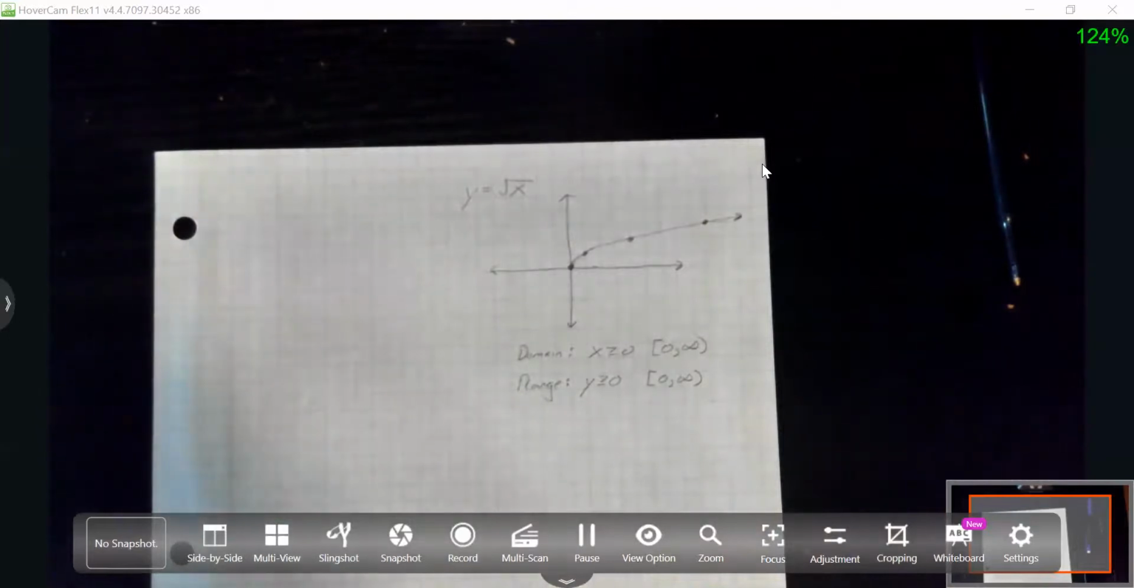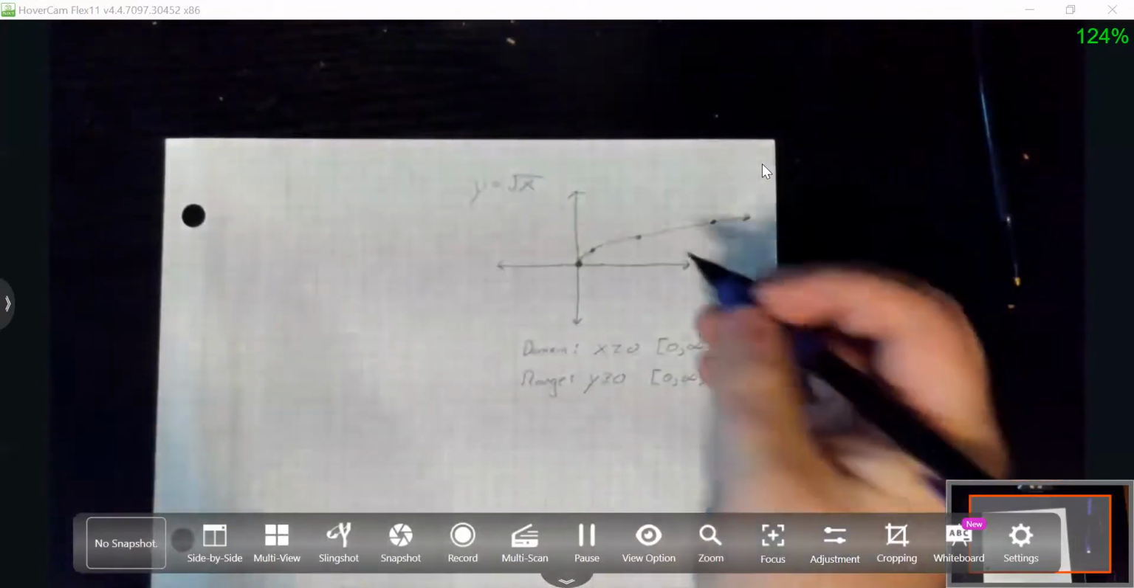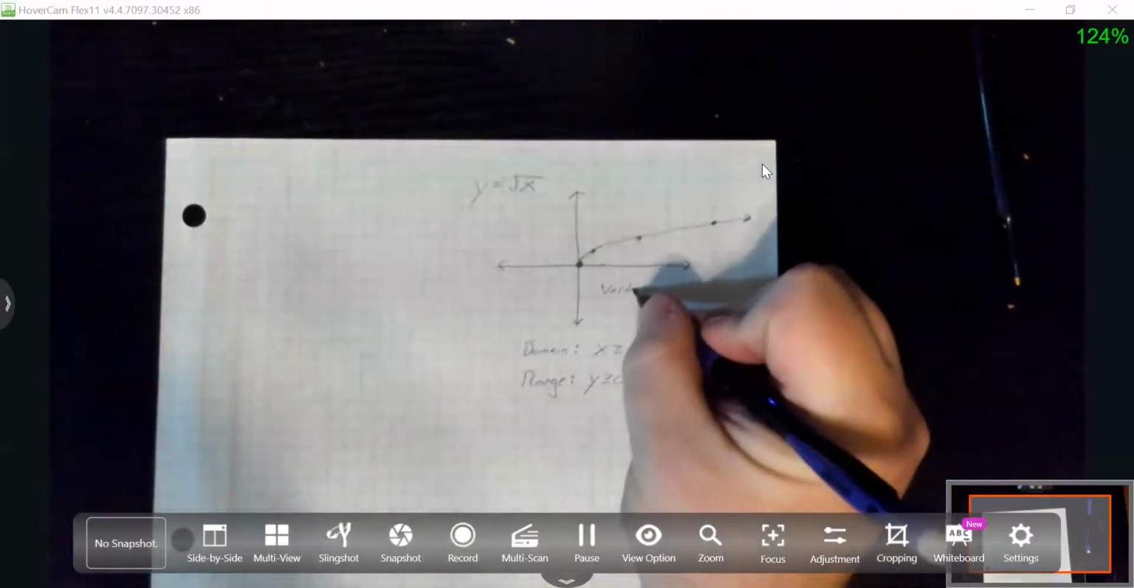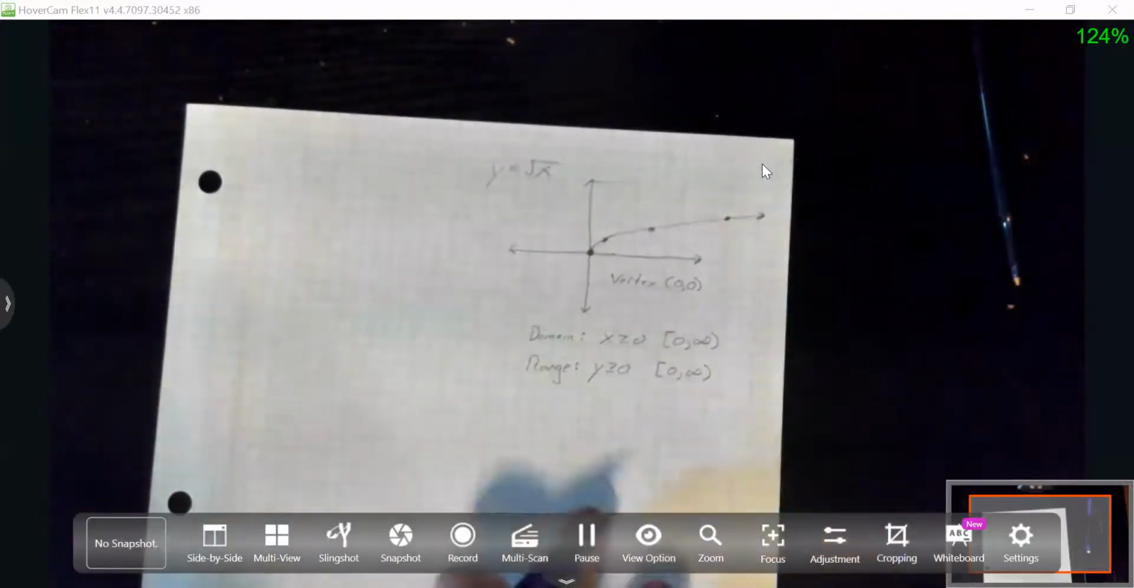Now, there are other key points. So this starting point here, just like it was with a parabola, this is still effectively our vertex. That's still the starting point. And in this case, our vertex is 0, 0.